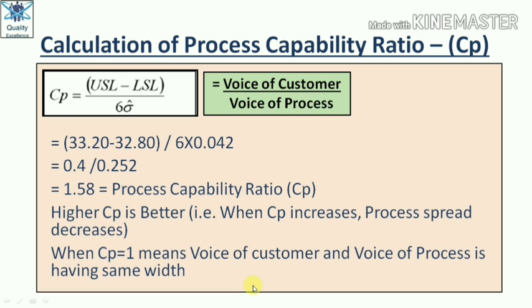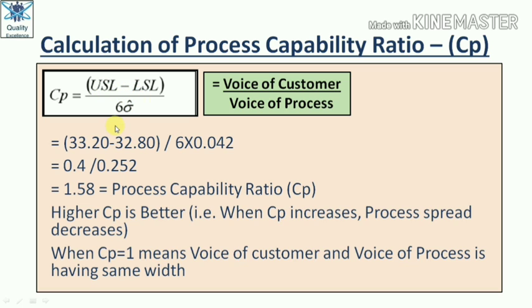Now let us see how to calculate process capability ratio, which is CP. The formula of CP is USL minus LSL upon 6 sigma. So what is USL minus LSL? We have already seen this in our previous slide. That is nothing but voice of customer. And 6 sigma, sigma we have already calculated, right? It is also known as voice of process. So CP is nothing but voice of customer divided by voice of process, and in terms of formula, it is USL minus LSL upon 6 sigma.